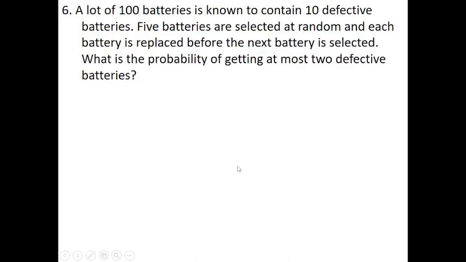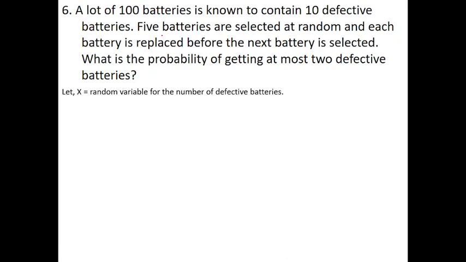Okay, number 6. A lot of 100 batteries is known to contain 10 defective batteries. 5 batteries are selected at random and each battery is replaced before the next battery is selected. What is the probability of getting at most 2 defective batteries? Okay, so let's analyze the problem. So we let x be the random variable for the number of defective batteries.